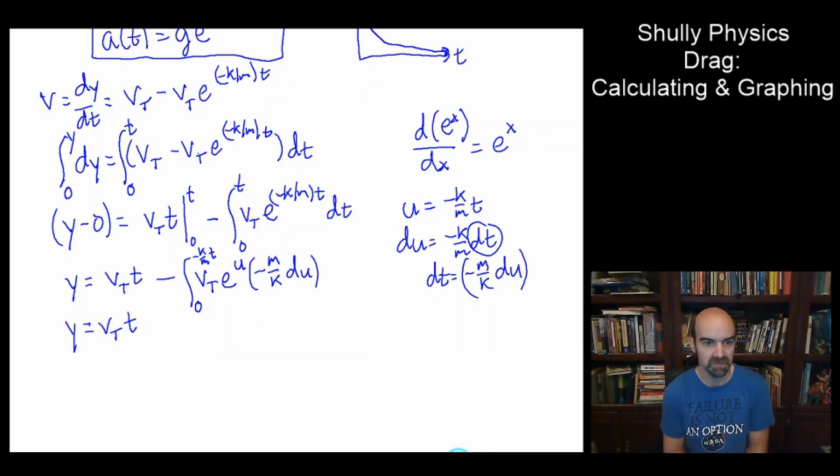Let me move this guy down here. Nope, it won't let me. All right, so just spread this out a little bit. Spread out the love. The integral of e to the u is e to the u. So we have to keep these creatures out here. Let's not forget about them. And the integral of e to the u is e to the u. And we're going to evaluate that from 0 to negative k over m t.